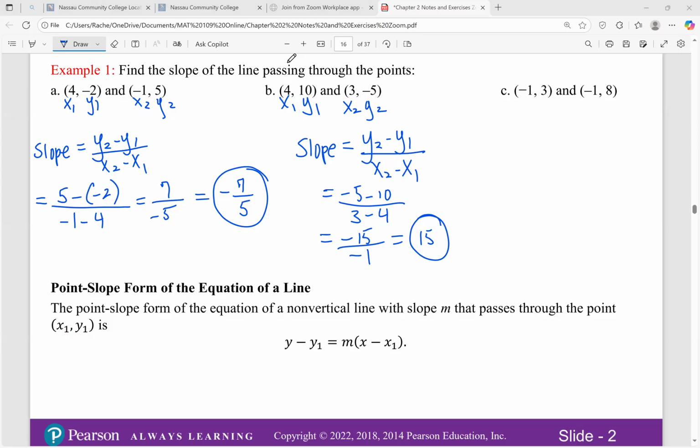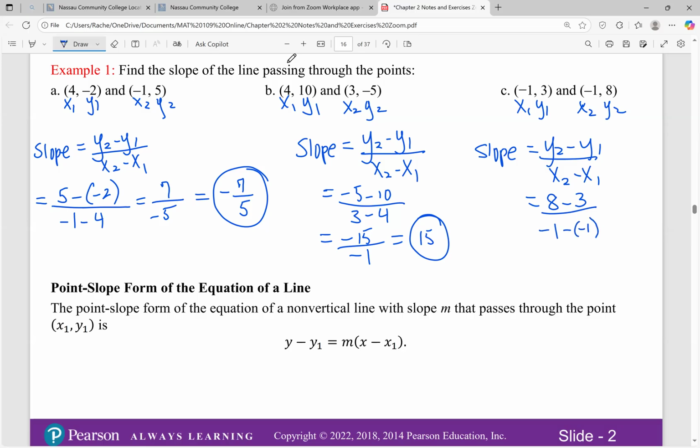And let's look at C. So we have 2 points again. We'll call them x1, y1 and x2, y2. We want to find the slope. So we're going to take y2 minus y1 divided by x2 minus x1. In the numerator we're going to have 8 minus 3, divided by -1 minus a -1. So just be careful of the double negative again. 8 minus 3 is 5, divided by -1 minus a -1, which is really -1 plus 1, which is going to be 0.